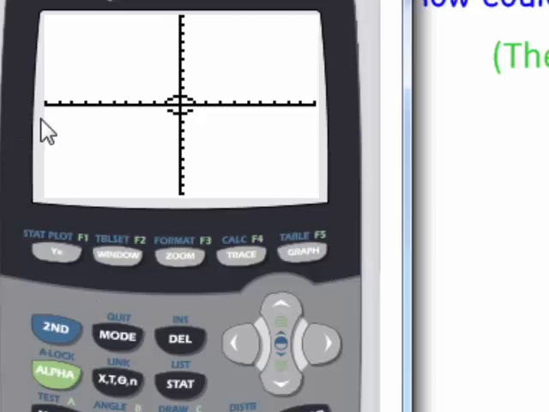Well, why? Because this is from -10 to 10 and -10 to 10. Well, is your screen on a calculator a perfect square? It is not a square. It's a rectangle. So I need to shift my window so it looks like a square.